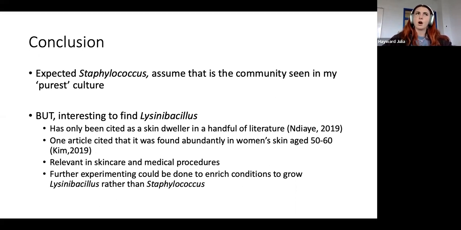One in particular was an article that was written, I believe, in 2019. I believe it was done in China, and it was done on two different age groups, 20 to 30 and 50 to 60. In the 20 to 30 group, they saw a very high amount of proteobacteria. In the 50 to 60 group, they saw predominantly Lysinibacillus, which I thought was quite interesting and got me thinking, okay, maybe this is where we are seeing the external variation, age coming into play in changing the microbiome of our skin. So I thought that was pretty relevant.